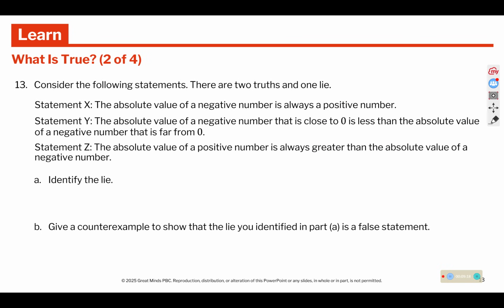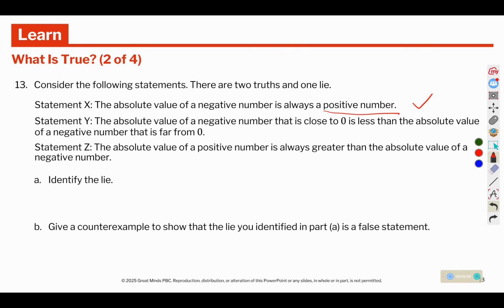13. Consider these statements. Again, there's 2 truths and 1 lie. The absolute value of a negative number is always a positive number. That is true. All absolute value comes out positive. Why? The absolute value of a negative number that is close to 0 is less than the absolute value of a negative number that is far from 0.